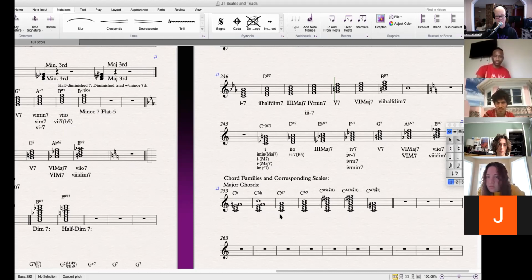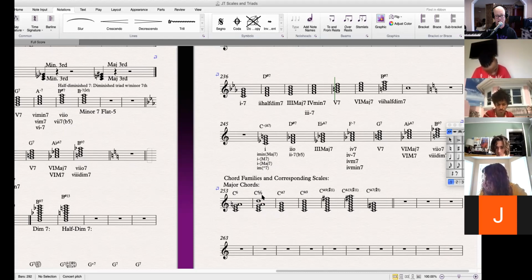Let's talk about the intervals really quickly. The important intervals are, again, between the root and the third. The C to the E is a major third, 4 half steps. The root to the 7th, the C to the B, 11 half steps. It's a major 7th. Those are the two really important intervals that make it a major 7 quality, make it land in the major family.